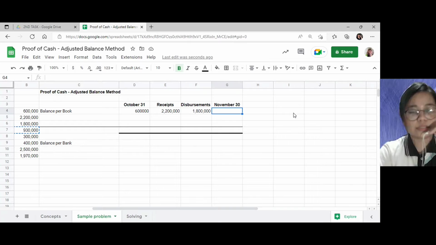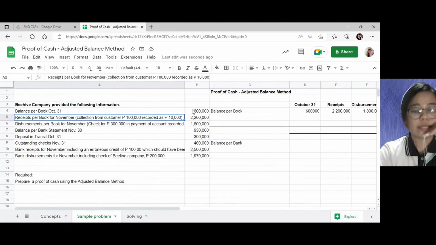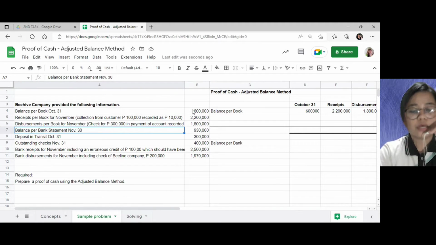So we have to address that also later. Our November 30 balance per book is not given in this problem, but you can always compute that balance since we know the formula. The formula here is the beginning cash balance plus your receipts minus your disbursements, and we can have our ending balance per book as of November 30, which is 1 million.